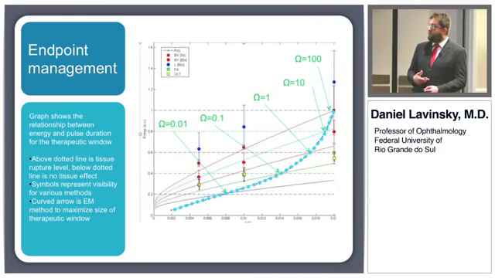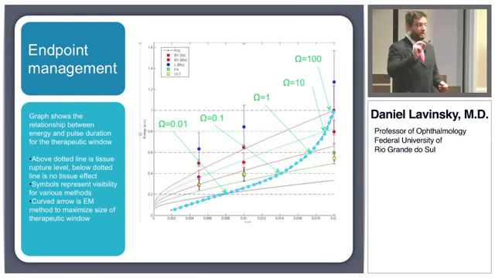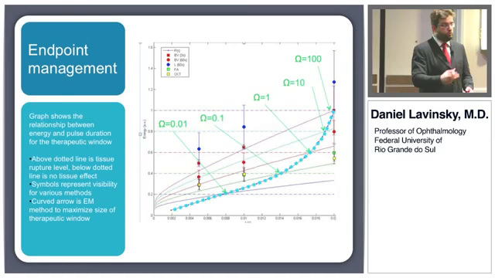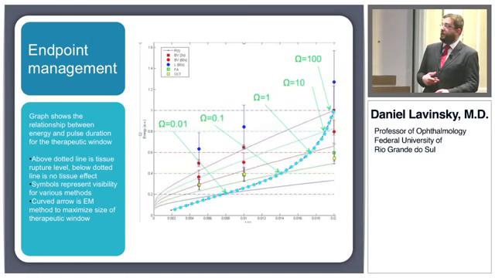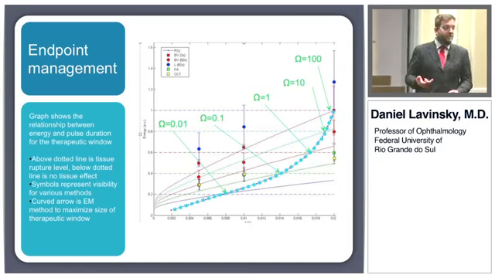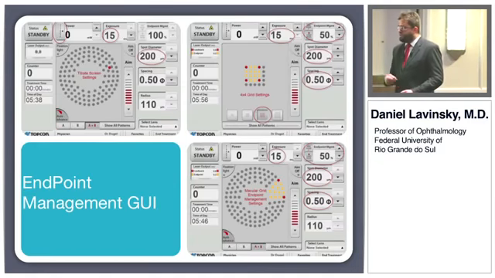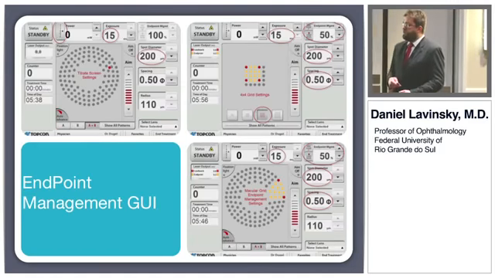We want to be in this curve, always in the treatment zone. So we want to treat the retina. We don't want to be below the treatment curve, and not above it, so as not to cause any damage. So this is the algorithm. This is how we treat.